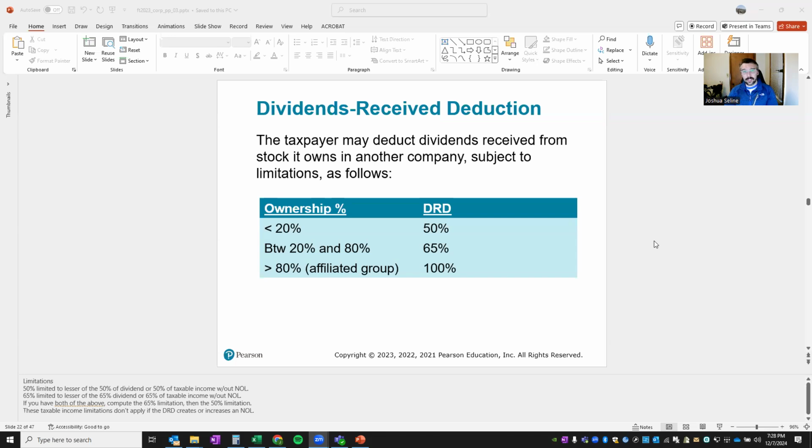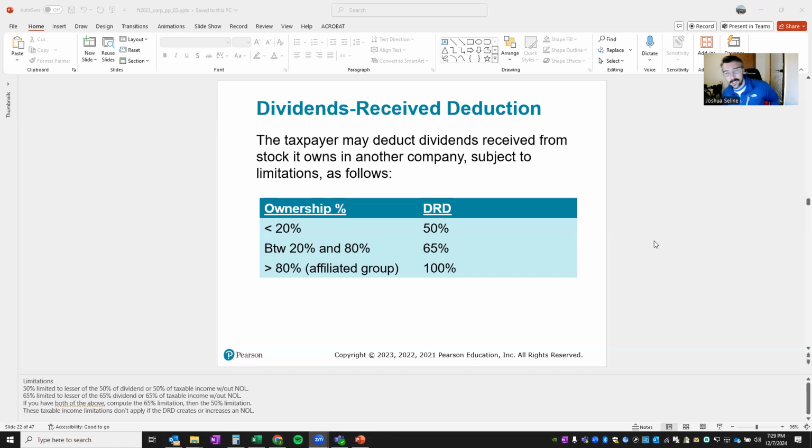So the taxpayer may deduct dividends received from stock owned in another company, subject to limitations as follows. Less than 20% in the other company, you get a DRD of 50%. Between 20 and 80%, that goes to 65%. If it's greater than 80, you get 100%.